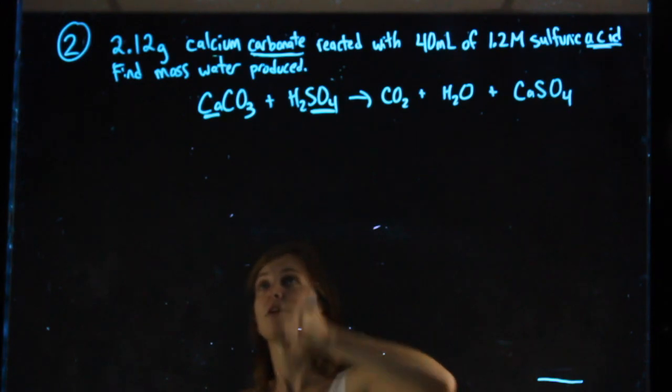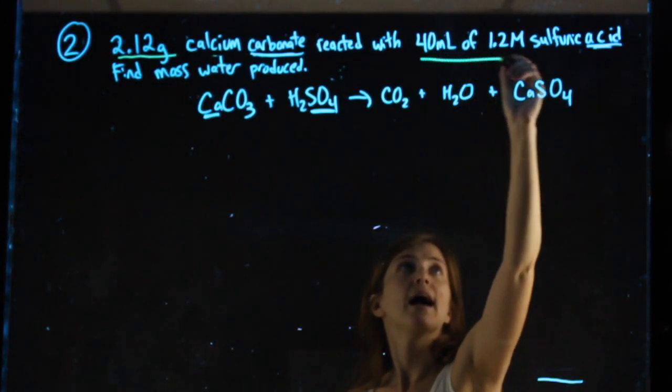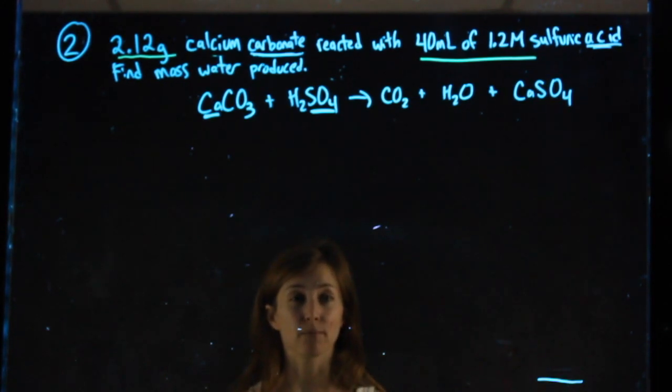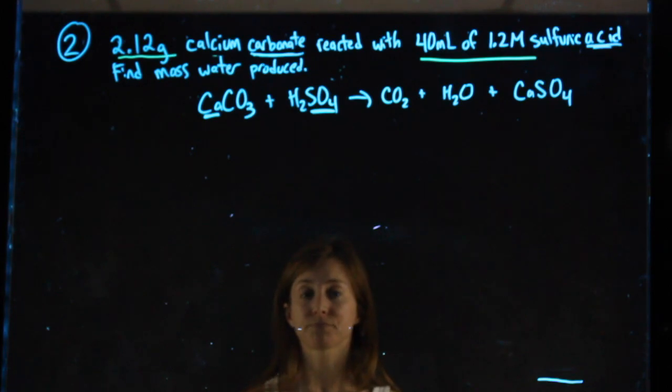The next thing, limiting reactant or not. Since I have grams of this, I can find moles. And with molarity and volume of that, I can find moles. Two things to find moles of. That means I'm going to use an ICE chart.